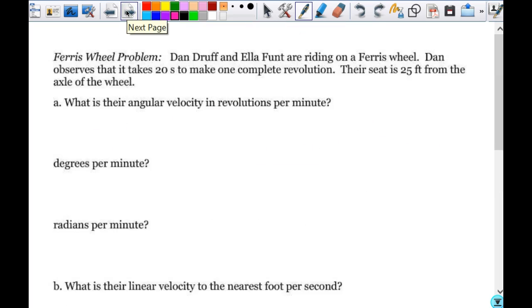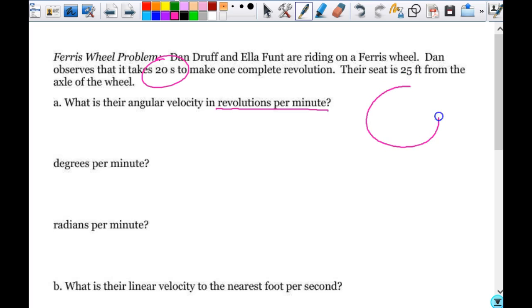All right, Ferris wheel problem. Dandruff and Elephant are riding on a Ferris wheel. Dan observes that it takes 20 seconds to make one complete revolution. Their seat is 25 feet from the axle of the wheel. What is their angular velocity in revolutions per minute? Okay, so we've got this 20 seconds, and I want revolutions per minute.